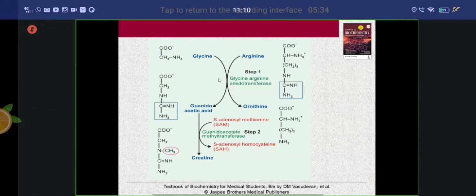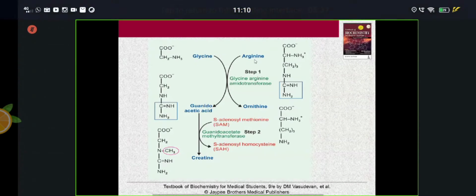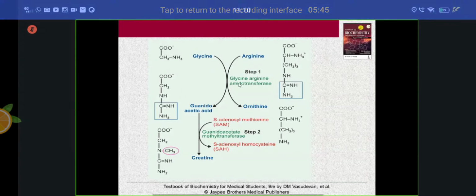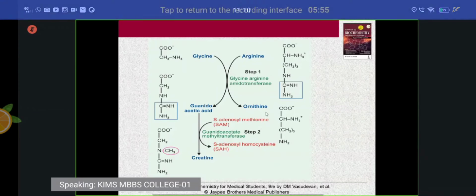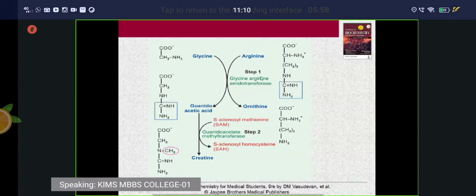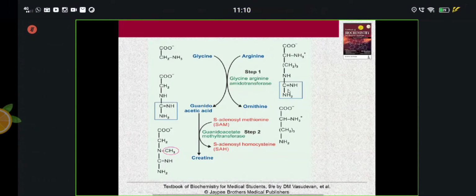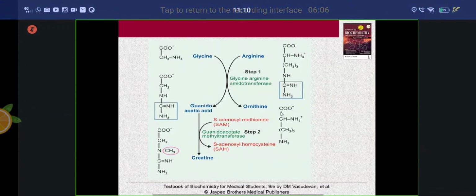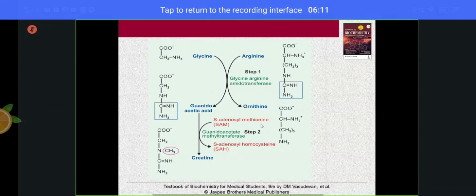Now glycine, how is it forming creatine? Glycine and arginine, both of them undergo a reaction. The enzyme name is glycine arginine amidinotransferase. The amidino group is being transferred to glycine, giving guanidinoacetic acid and ornithine. You can see this being transferred. So that you get finally guanidinoacetic acid and ornithine. Okay, the second reaction occurs with SAM, S-adenosyl-methionine.